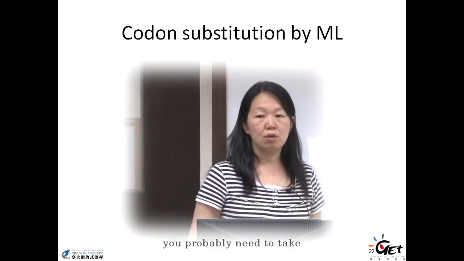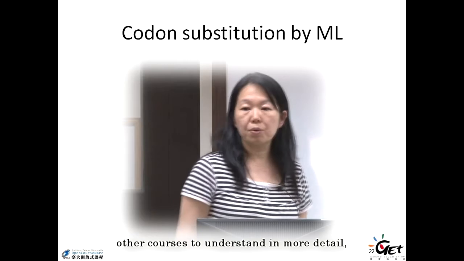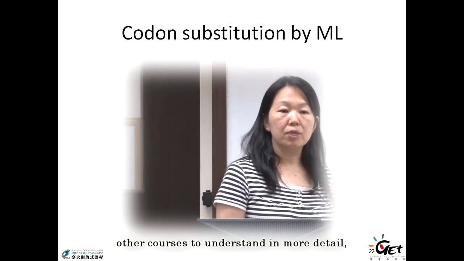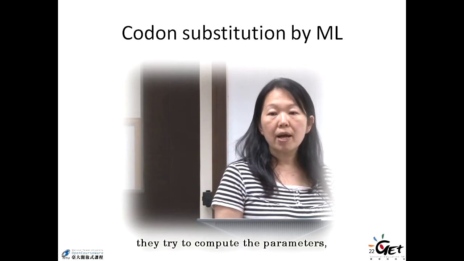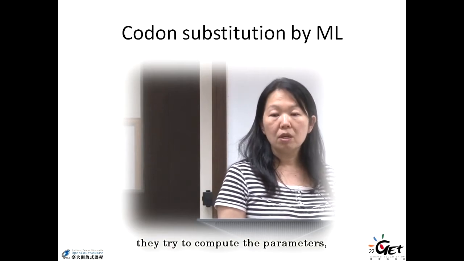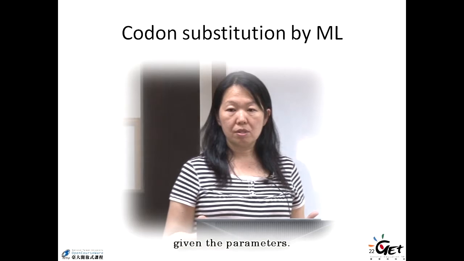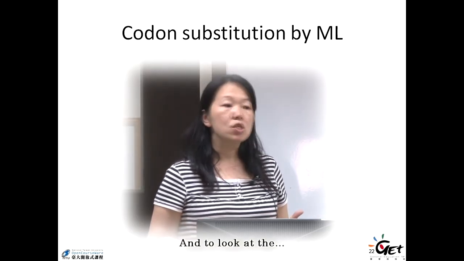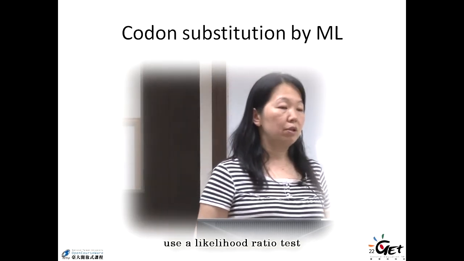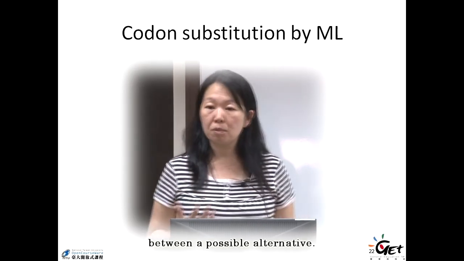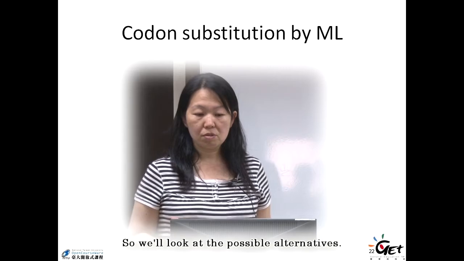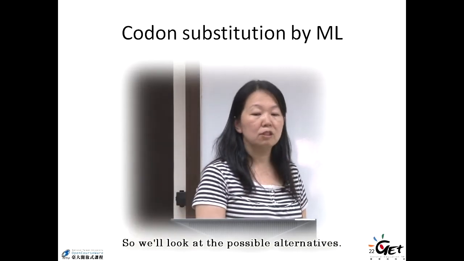I'm not going to go into the detail. If you're interested, you probably need to take other courses to understand in more detail or look up the paper. But basically, they compute the parameters, look at the likelihood given the parameters, and use the likelihood ratio test between possible alternatives.